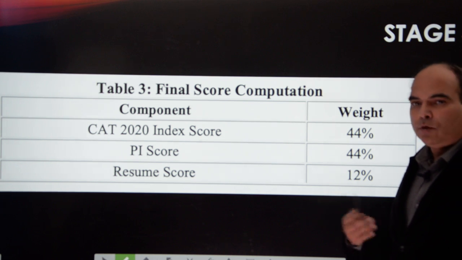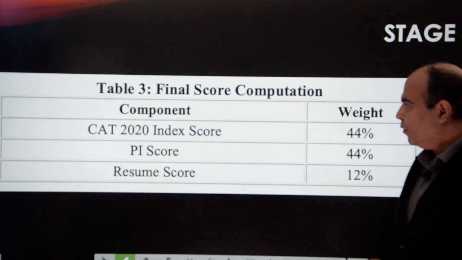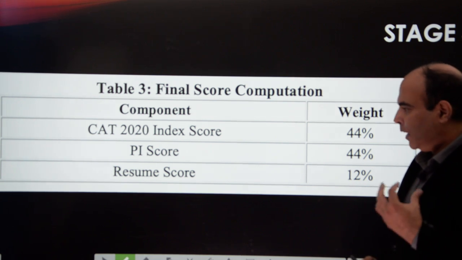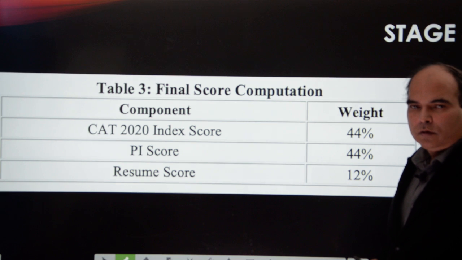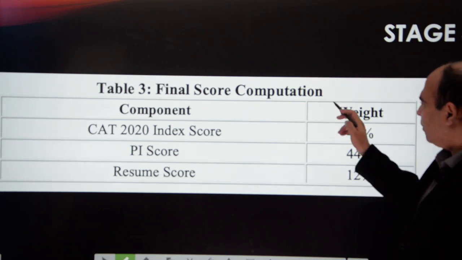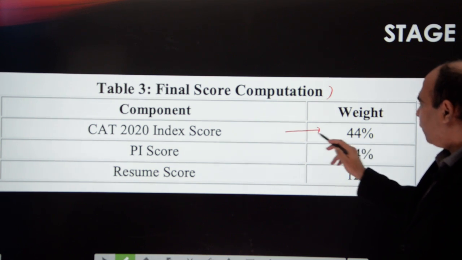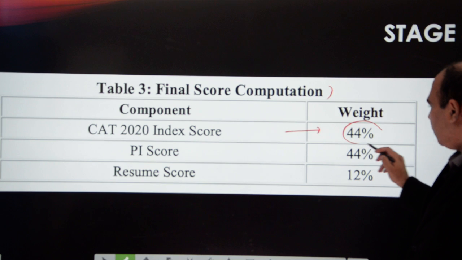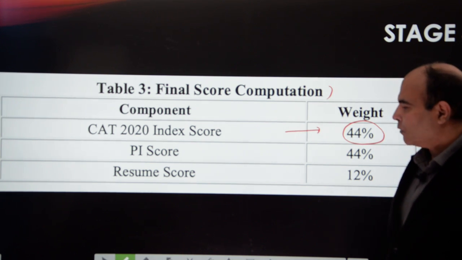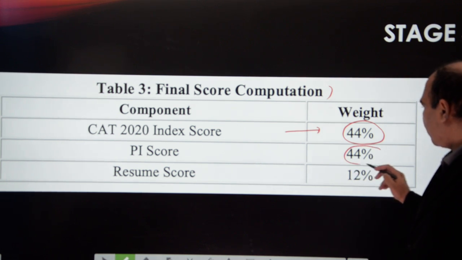And once you come to your final interview stage, and you go through your PIR and your final selection process, then the final score computation is done on the basis of the CAT index score, which gets a weightage of 44%. That's a very high percentage even at the last point. So if you've done well in CAT, you have a very high chance of getting through to IIM KOZHIKODE. And you've got a PI score of 44%.